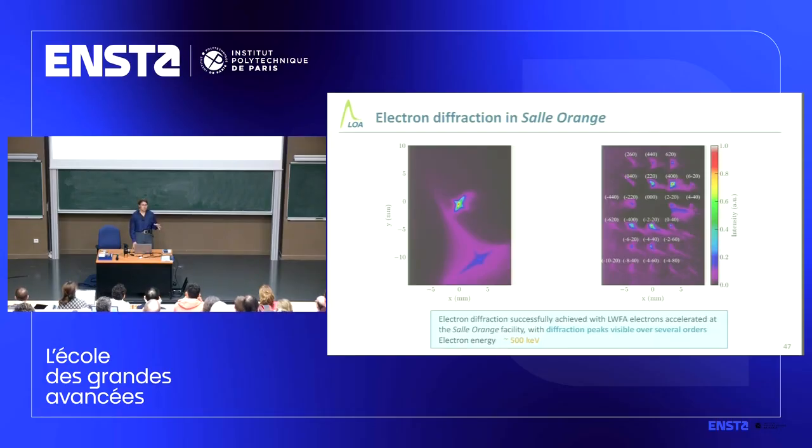And we were not able to measure the electron spectrum during the experiment at this time because it was not possible to have the sample and the spectrum at the same time. But by measuring the distance of the peaks, we estimate that the energy of the electron which is diffracted here is 500 kiloelectron volts, which is, from what we know, the state of the art of electron diffraction with electrons accelerated through laser-wakefield acceleration.